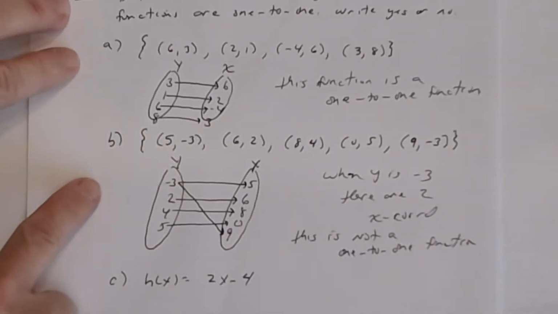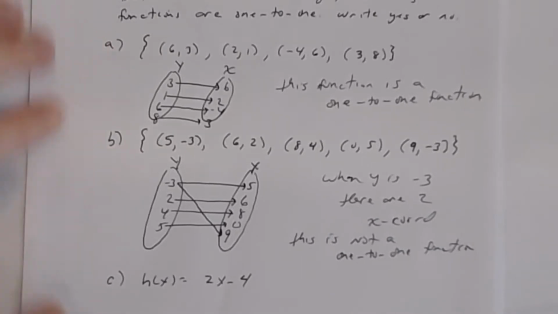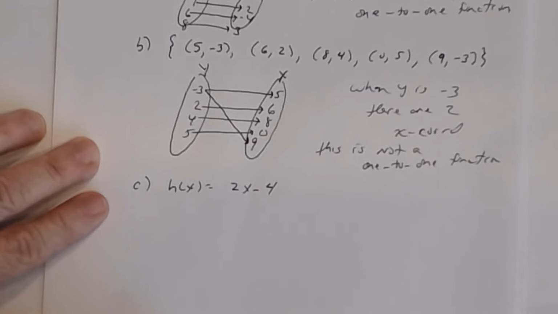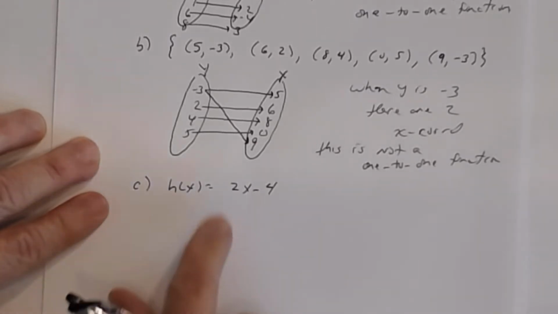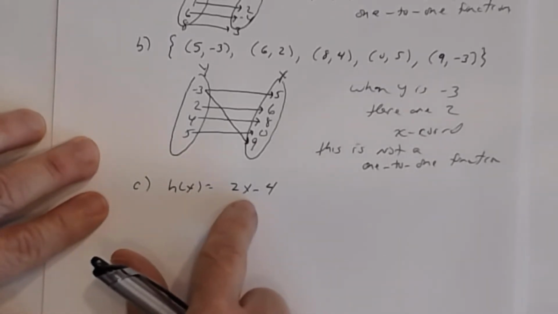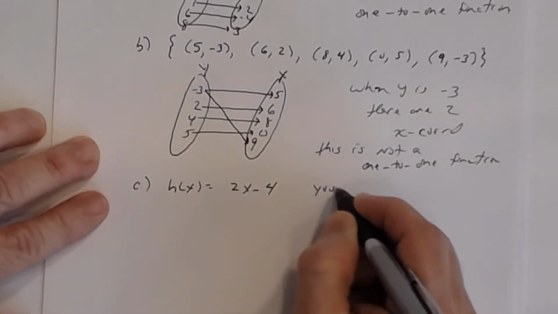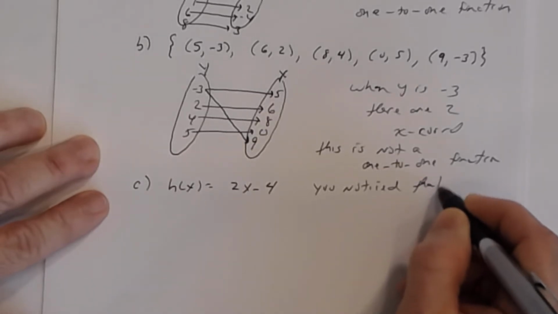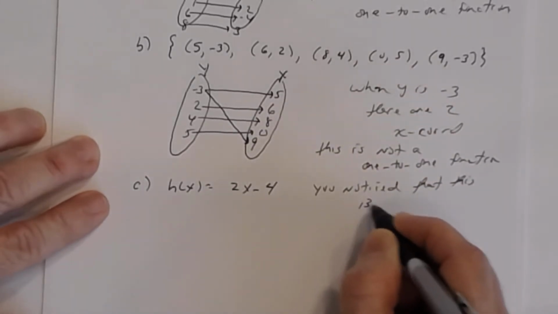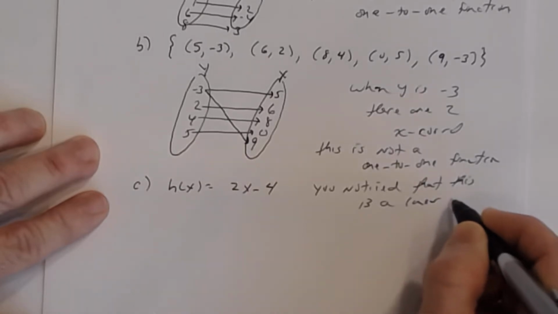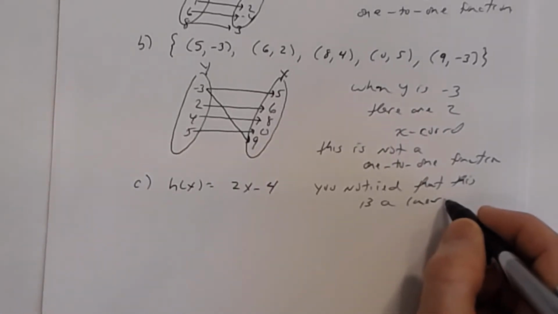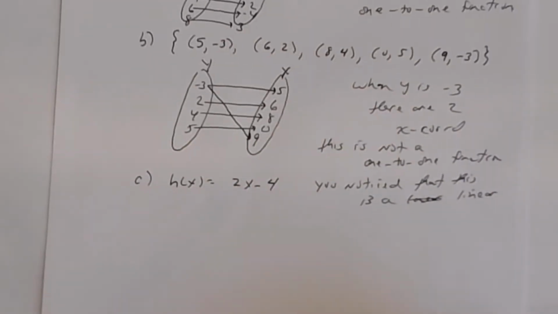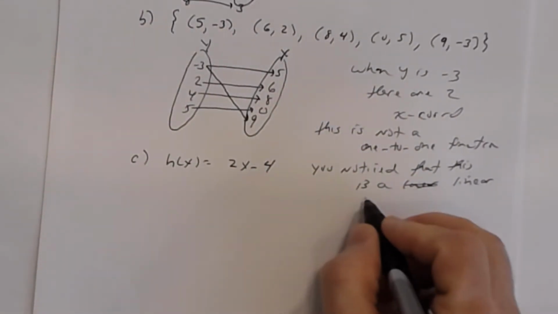So notice in part A and B, you were given a set of ordered pairs. In C, you're not given a set of ordered pairs. You're given an equation. So you're given this function. But hopefully you notice that this is a linear function. All right, now if you didn't, it's still okay, but hopefully you did, because you worked on linear functions quite often.